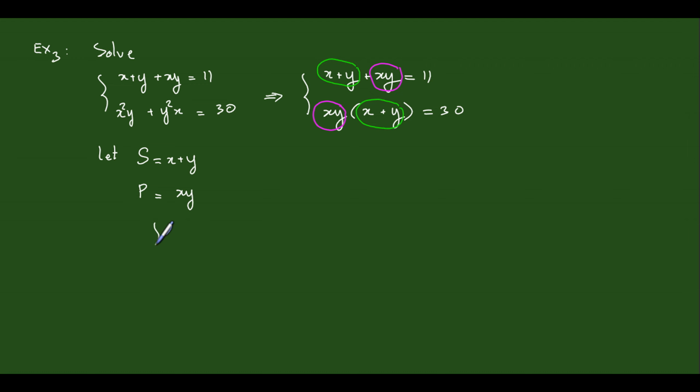My system will become: xy becomes s, right? Plus p equal 11, and the bottom one becomes what? It becomes p times s, where s is x plus y, so p times s equal 30.